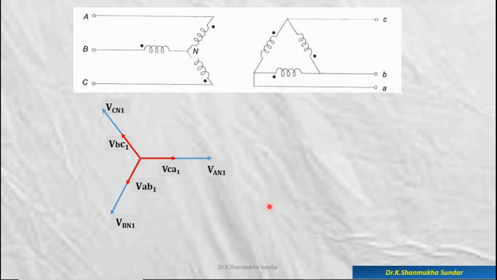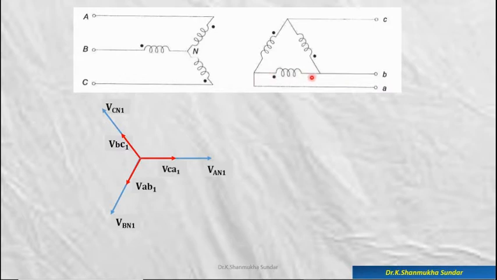Now let us get the resultant vector on the star side, line voltages and phase voltages. As usual, VAN1 minus VBN1, we have taken in the earlier case. Now you see here, what is the line voltage? VAB. What is the corresponding line voltage? Here it is VAB, isn't it? The corresponding line voltage is here, VAB, and this is the line voltage. But what is the vectorial addition here? You see this winding, VAB is this winding.